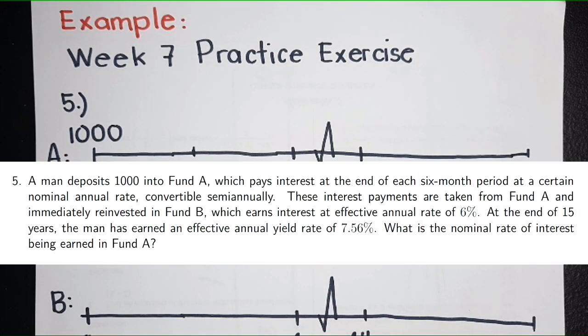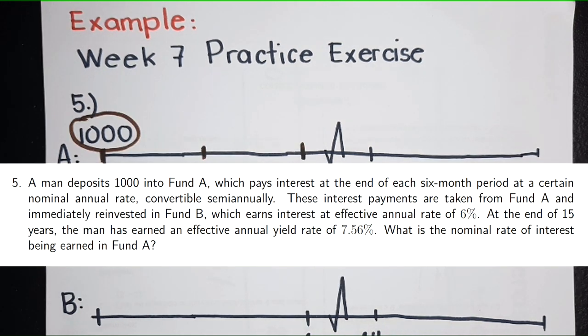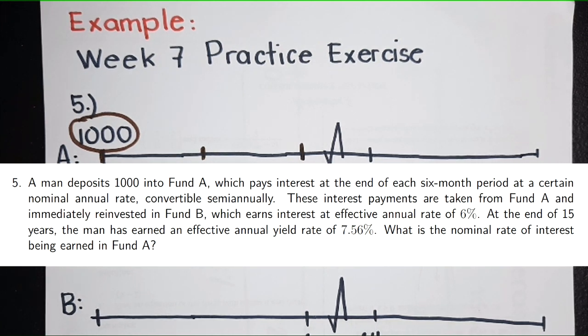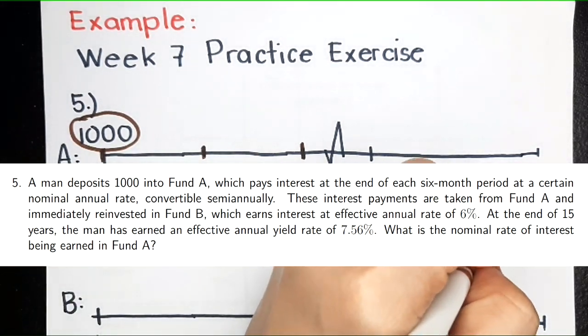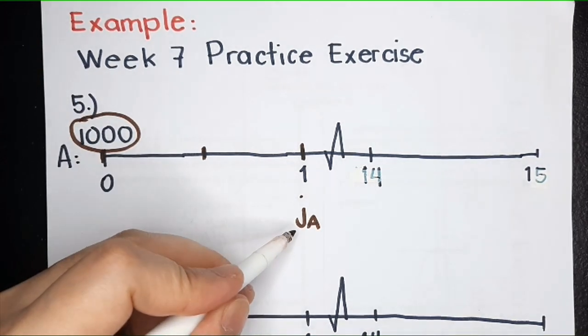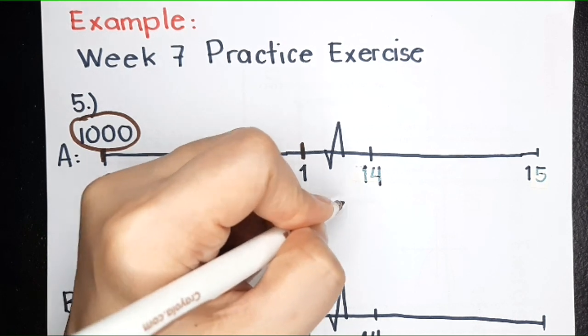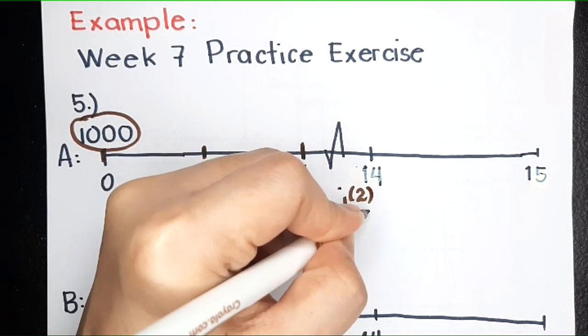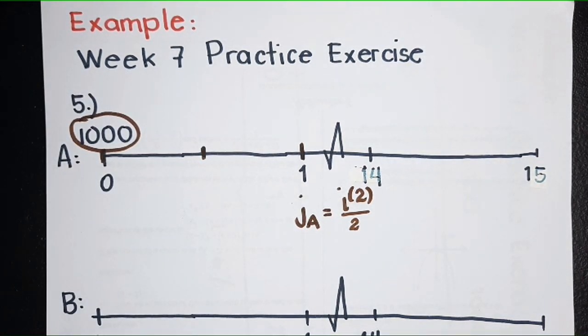Let's have another example. This is number 5 of week 7 practice exercise. So, here you have 2 funds, A and B. According to the problem, so 1,000 is the initial investment. Okay? Tapos, nagpe-pay ng interest ito semi-annually. Okay? Pero yung interest rate, hindi given. Okay? So, pwede naman natin siyang gawing, parang dito na lang. Saan ba dito? J sub A. Okay? Ito na lang yung effective rate of interest per 6-month period. So, let's let this be equal to I upper 2 over 2. Okay? That's J sub A.